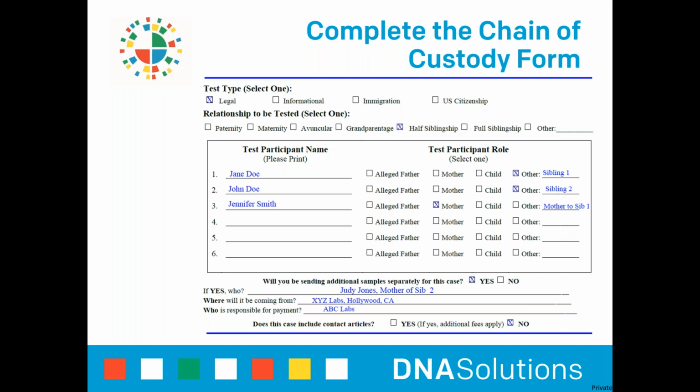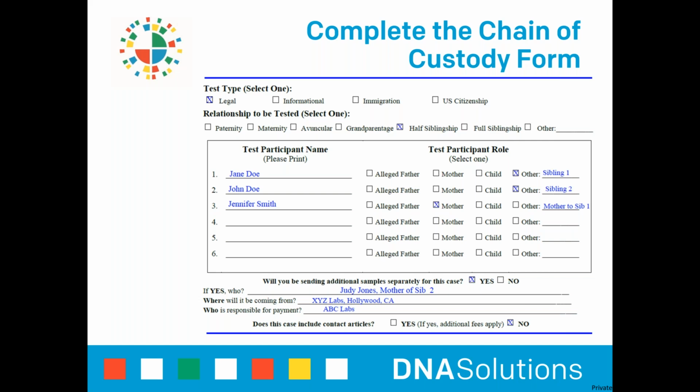You'll see here that ABC Labs is performing the collection for the 2 siblings and 1 mother, and that the second mother is coming from XYZ Labs in Hollywood. This area is letting us know that ABC Labs is the primary facility responsible for this case, and therefore that is the site we need to bill and ultimately release results to. If ABC Labs was just performing the collection for XYZ Labs, then they would have needed to put XYZ Labs on this third line regarding payment, and DNA Solutions would have then billed XYZ Labs and released results to their facility rather than ABC Labs.